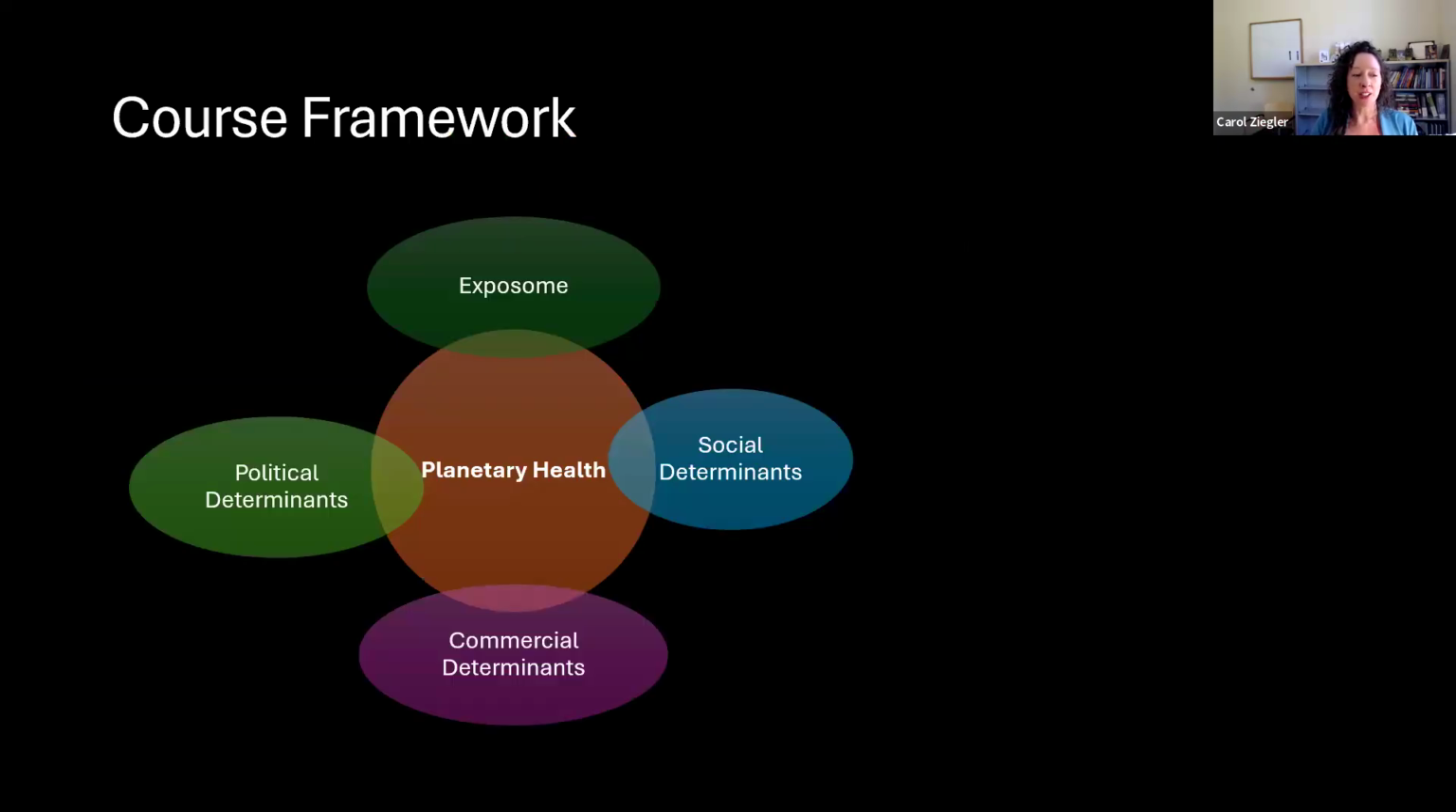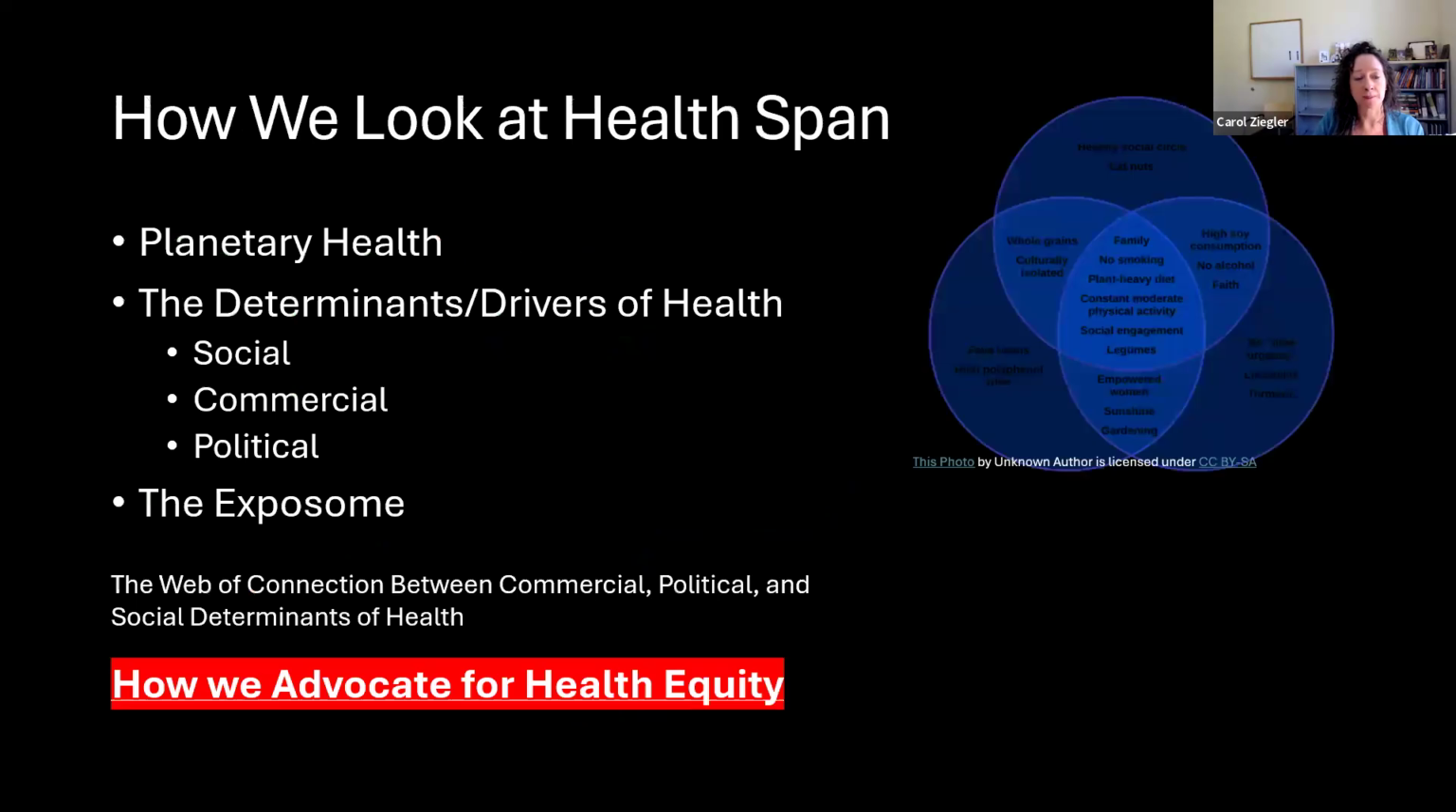So this is a really quick and dirty schematic just for how to think about the course. In the center is the planetary health framework, both for education and as a meta paradigm. And then connected to that, we pull these threads, right? So we pull in the exposome, the political determinants, commercial and social determinants of health. And then I'm going to show you how we operationalize that within the course.